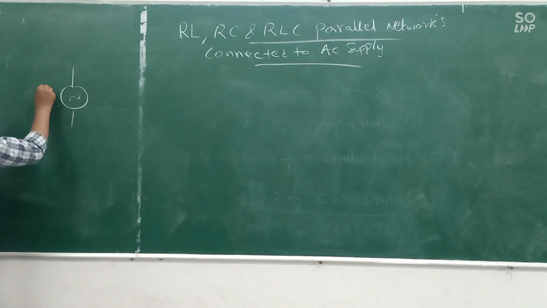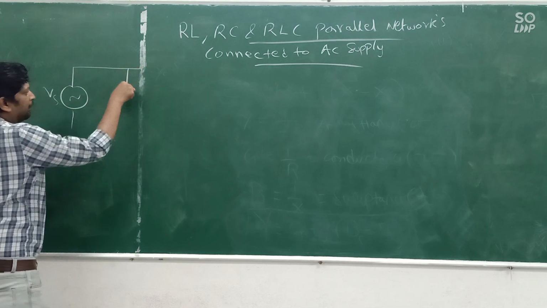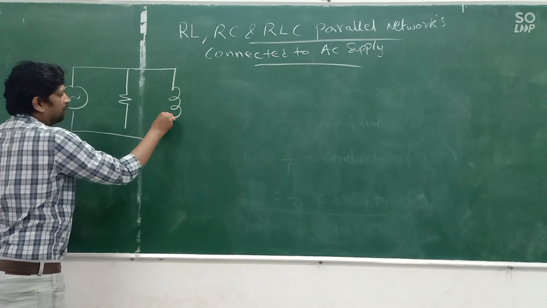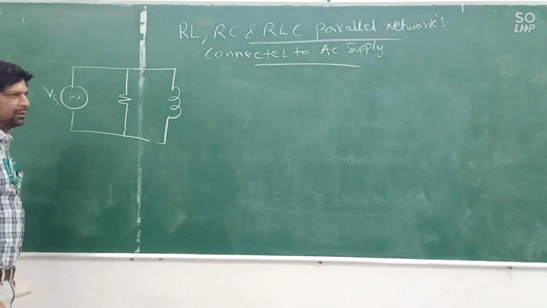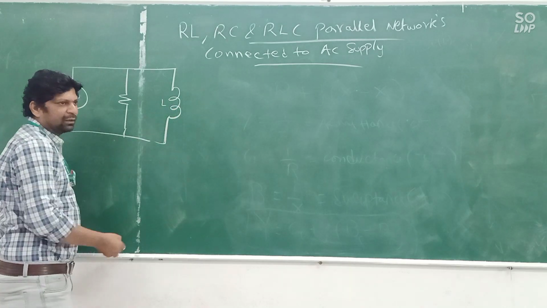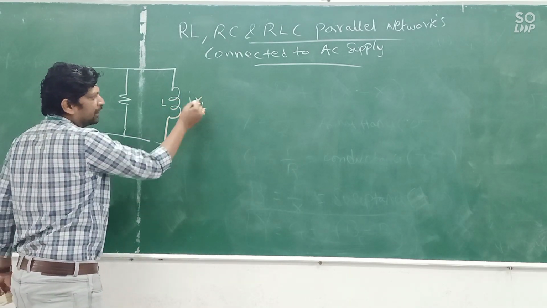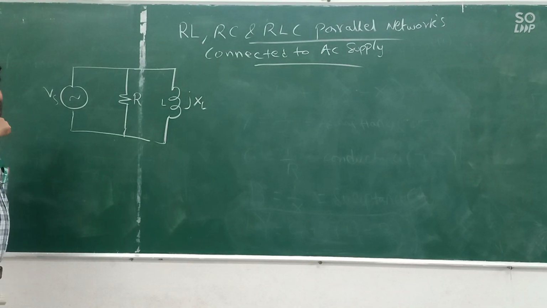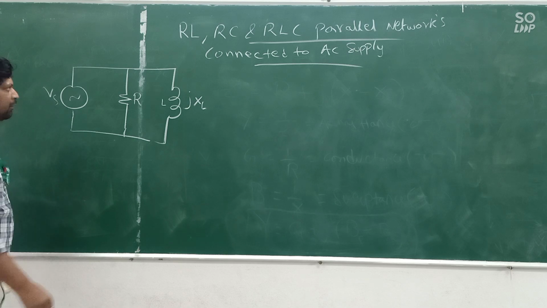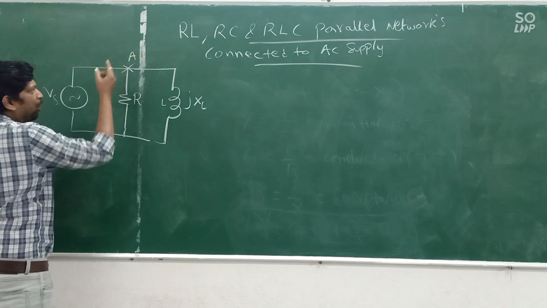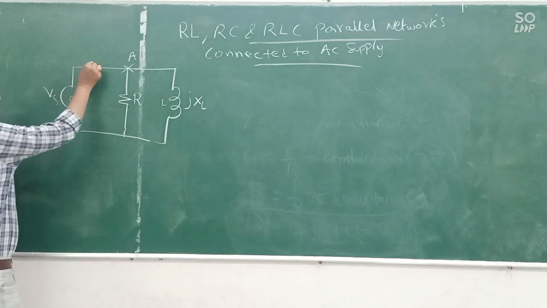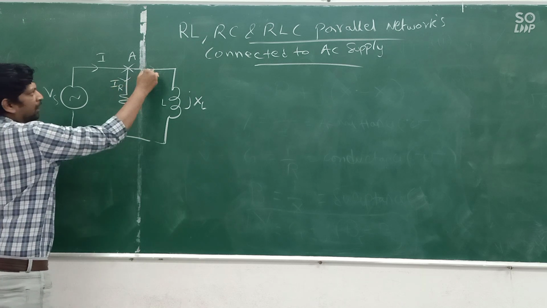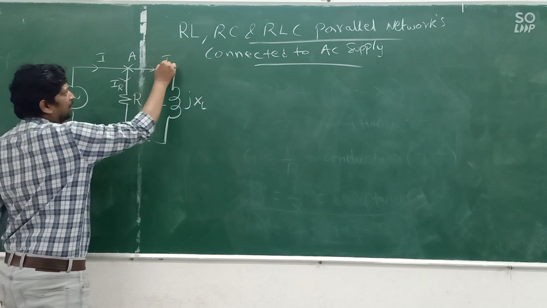So this is my AC supply. This is my resistor. And this is my inductor, which is connected in parallel with the AC supply. This is the inductor, but in case of AC supply, this inductor is called inductive reactance jXL. This is resistance R. This is my supply voltage. In case of parallel network, point A is called a junction. The current supplied by the source is I. The current entering the resistor is IR. The current entering the inductive reactance is IL.